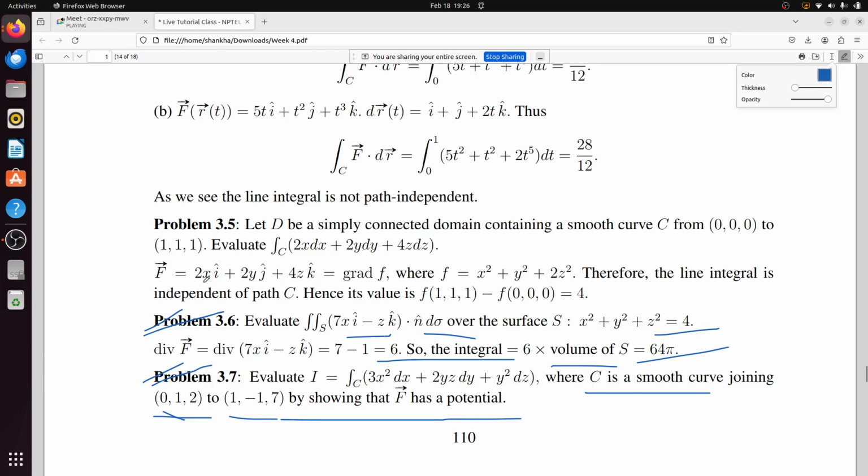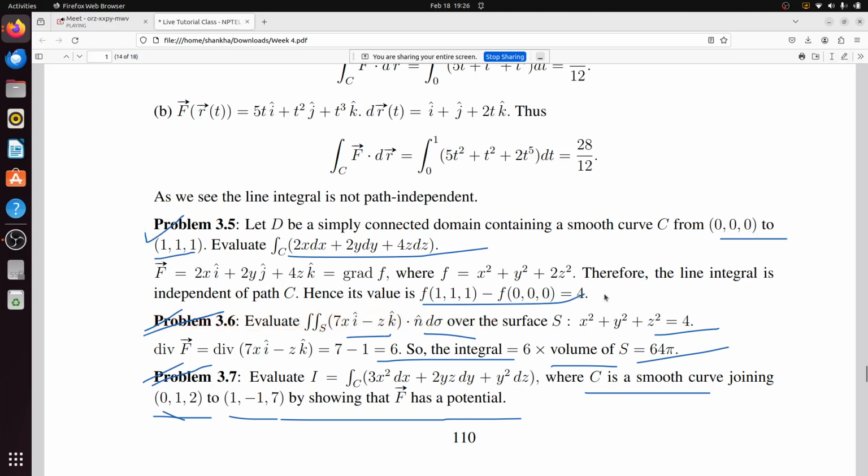Also see, Priyanka, this problem. D is a simply connected domain containing a smooth curve from 0 0 1 to 1 1 1, you have to determine this. Now this problem is clearly stating that it has a potential, right? Just 2x you will integrate it, you will get x square. 2y you will integrate, you will get y square. 4z you will integrate with respect to z, you will get 2z square. So the line integral is independent of path, hence its value is 4, right?